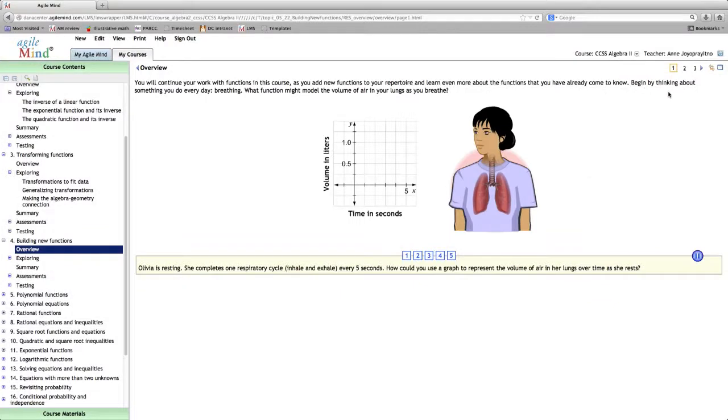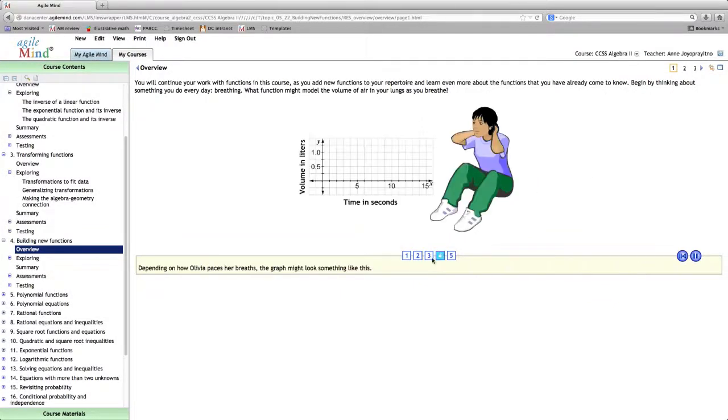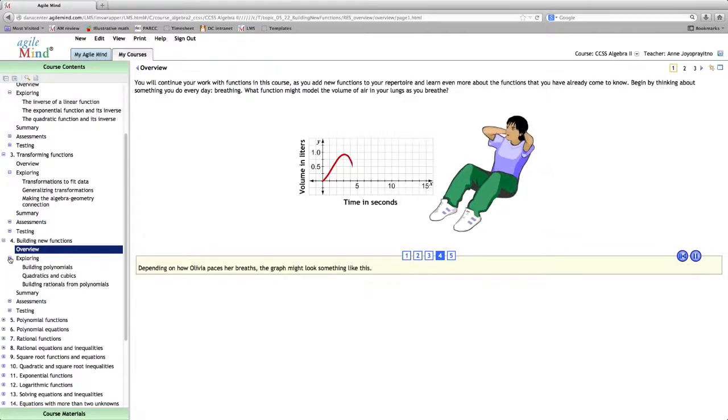In Topic 4, we again work to connect to prior learning by building new functions based on functions that students know from Algebra 1. Namely, by multiplying or dividing linear and quadratic functions, we open the door for students to develop their understanding of polynomial and rational functions.